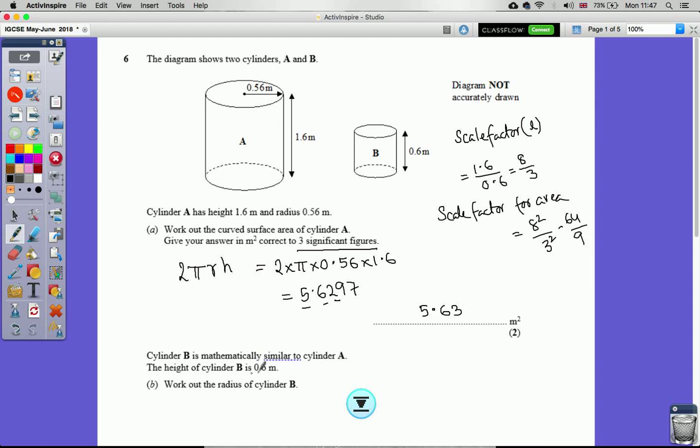Now they're saying cylinder B is mathematically similar to cylinder A. The height of cylinder B is 0.6 meters. Work out the radius of cylinder B. Okay, so we know the scale factor of length is 8 out of 3.